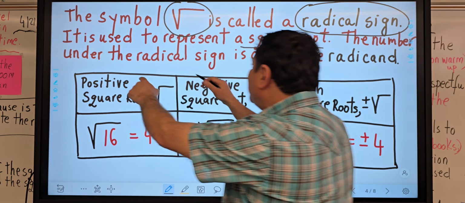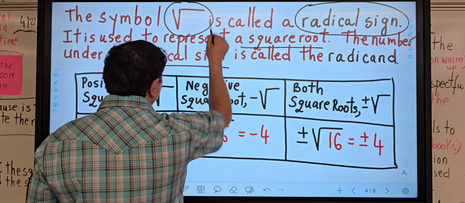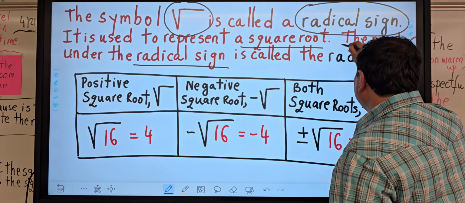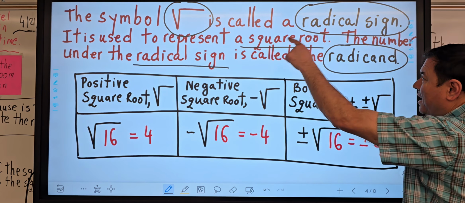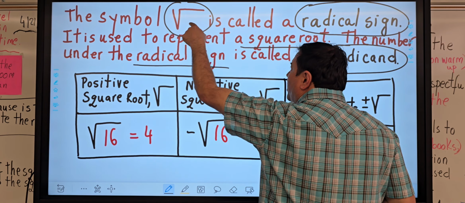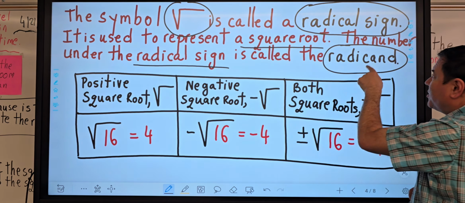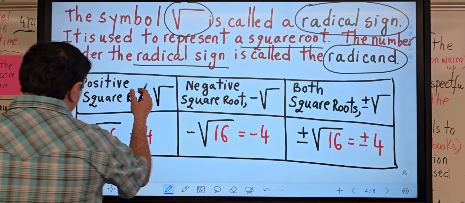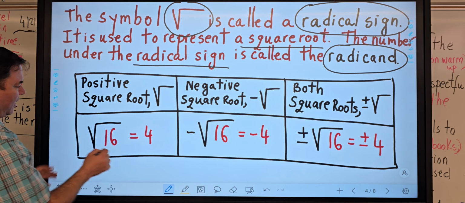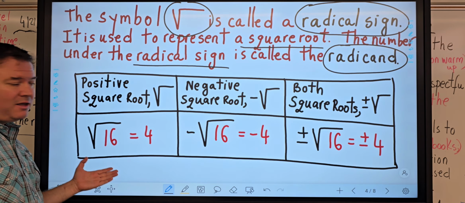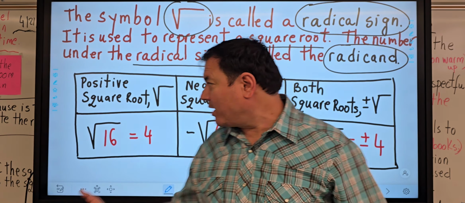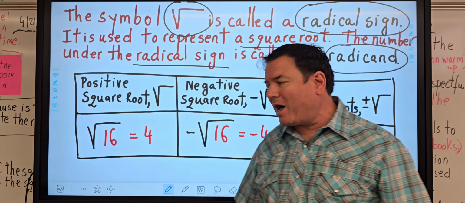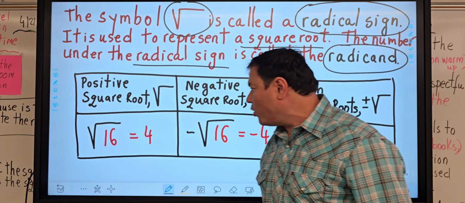The number under the radical sign is called the radicand. Please remember that. That number underneath the square root or the radical sign is called the radicand. And here we have a positive square root. For example, the square root of 16 is 4. We don't have any sign in front of the square root, which means that square root is positive. So the positive square root of 16 is 4.